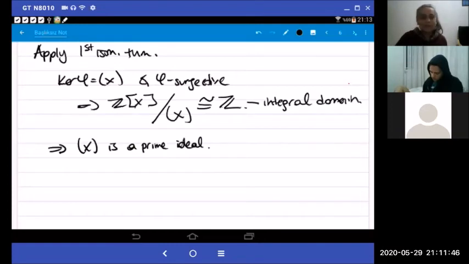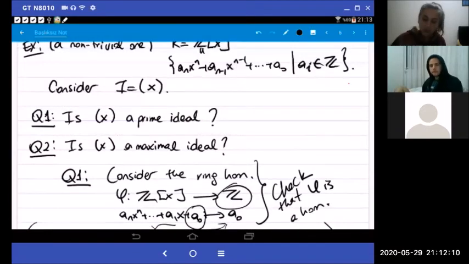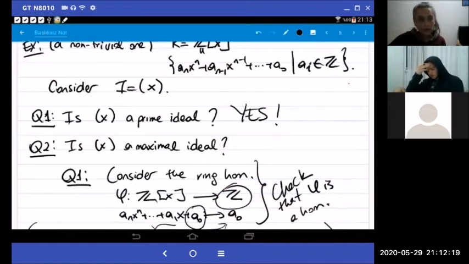Okay. Since the quotient is isomorphic to an integral domain, this means that the ideal that you're taking the quotient by has to be a prime ideal. Okay. Now, the second question was that. The answer for the first question is yes. We have shown that. What about the second one? This is the prime ideal. The second question is whether this ideal is maximal or not.